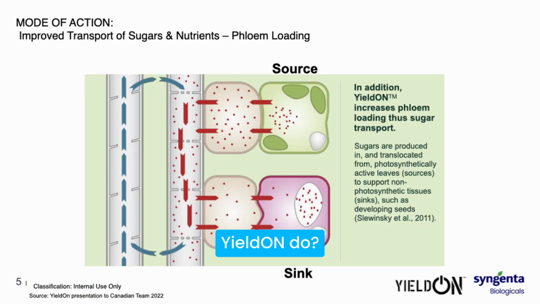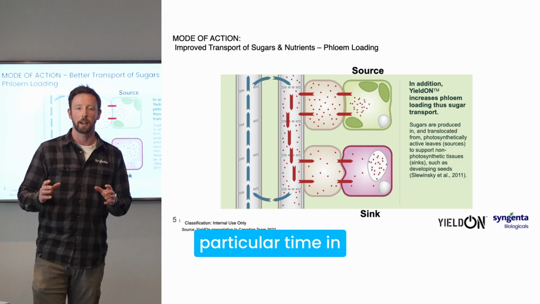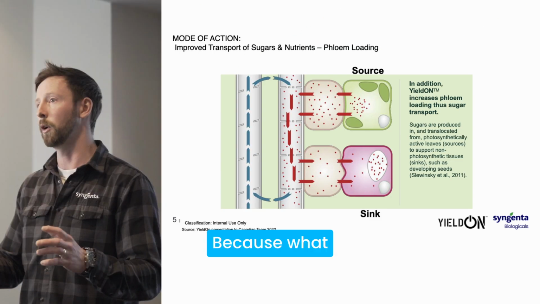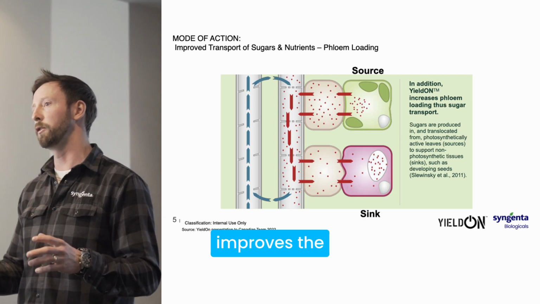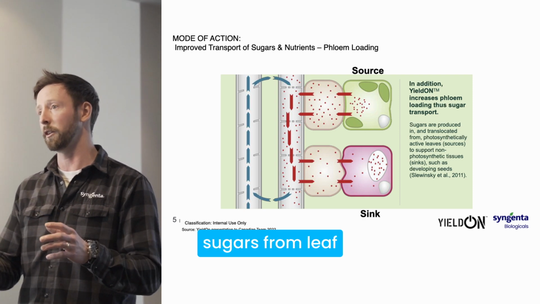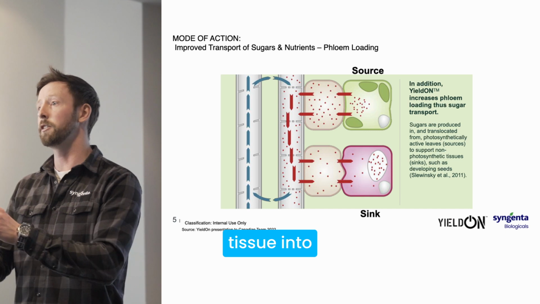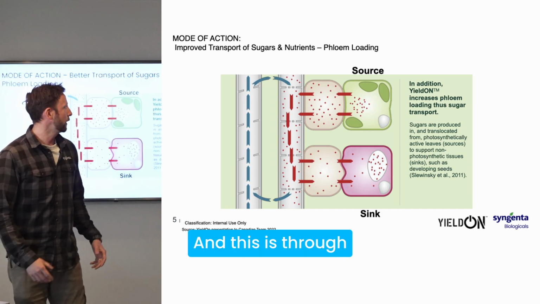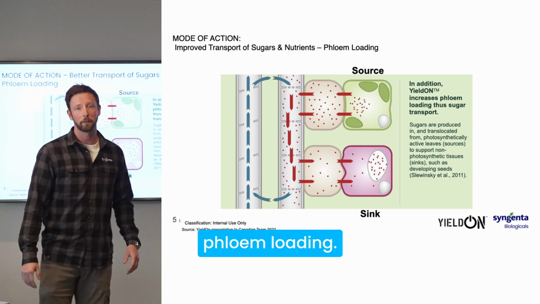So what does YieldOn do? Like I said, YieldOn has to be applied at a very particular time in its host crop. And we define it as a reproductive biostimulant. Because what YieldOn does is it improves the process to move sugars from leaf tissue into the grain or seed during that grain development period. And this is through a process called upregulated phloem loading.